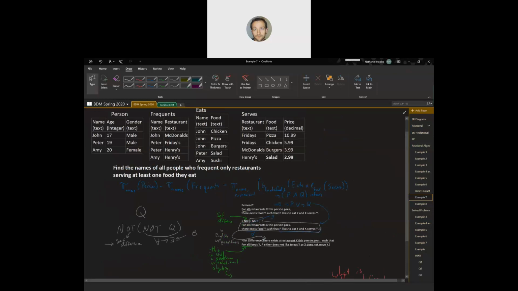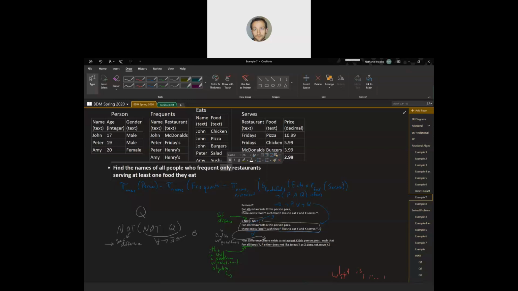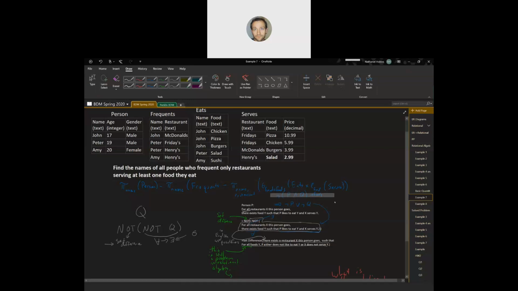All right, so here is the query. Find the names of all the people who frequent only restaurants serving at least one food they eat. And the only here is the real trick of what makes this query difficult. So for all restaurants that this person goes, the restaurant serves something that they like to eat.